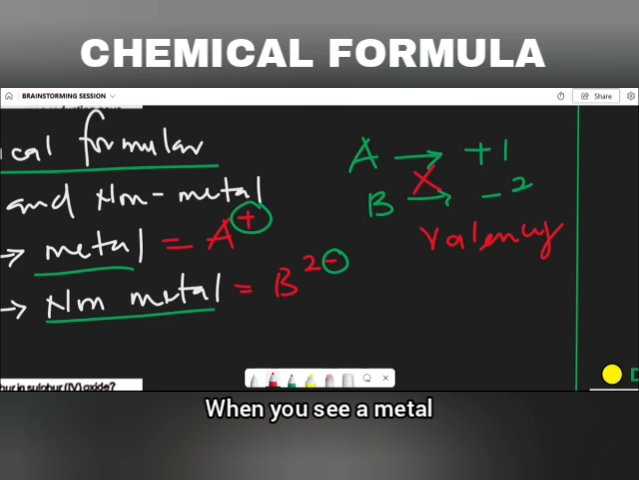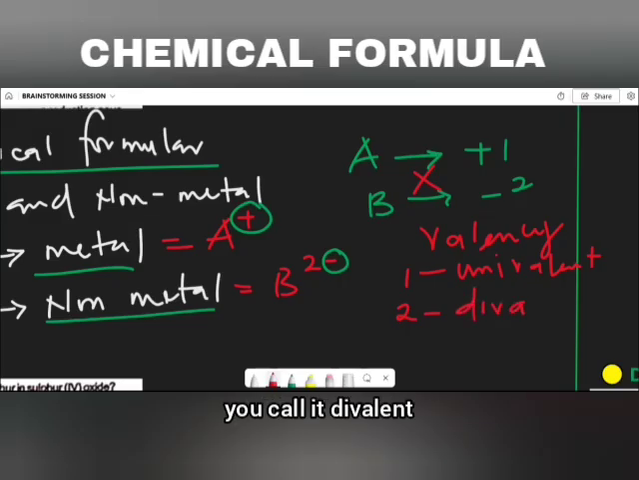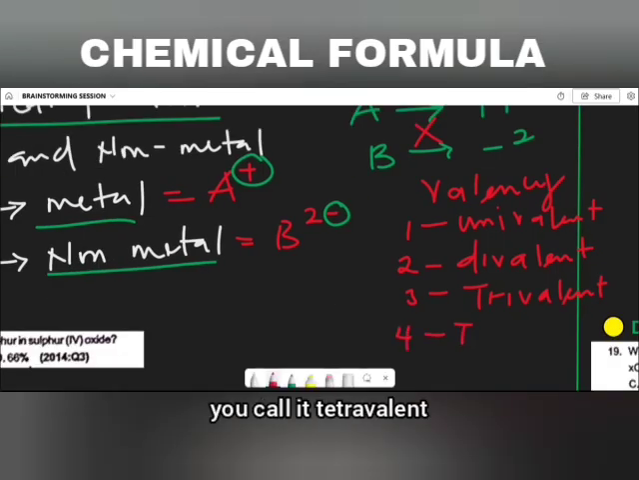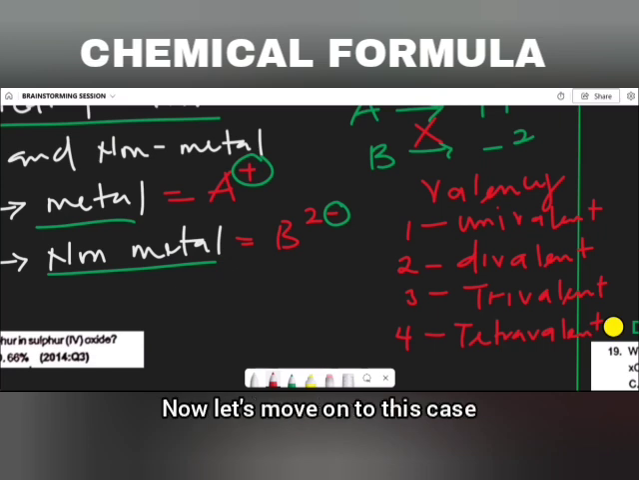When you see a metal or a non-metal that has one valency, you call it univalent. When it has two valency, you call it divalent. When it has three valency, we call it trivalent. When it has four valency, we call it tetravalent, and so forth. So that's how we know the charge upon an atom. Now let's move on to this case.